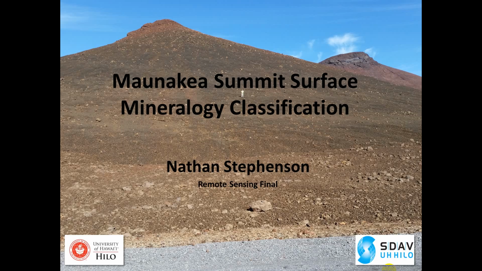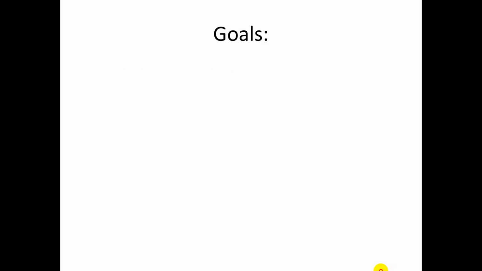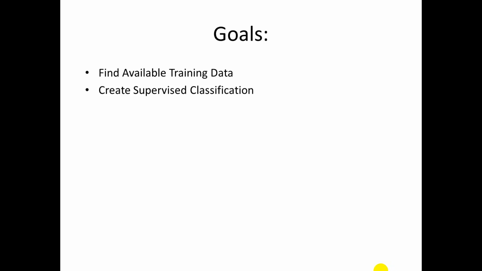Started here. So my name is Nathan Stevenson, and I'm going to be presenting a little bit of my mineralogy classification of the summit of Mauna Kea as it relates to my overall thesis research goals, mapping optimal vacubug habitat. So there's a couple overall goals for this project. Number one was to find available training data that I can use to create a classification with, and then create this supervised classification and verify the results somehow, and then most importantly, create a useful map in the end.